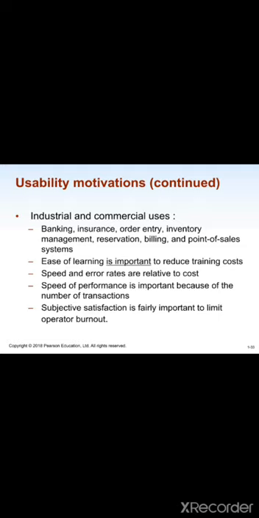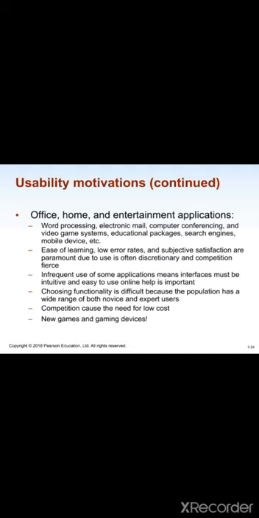Choosing functionality is difficult because the population has a wide range of both novice and expert users. So we should take into consideration both of them. If we design our system to be very basic, this may not entertain or attract the expert users. But if, on the other hand, we design the system to be very complicated, very complex, it might be distracting for novice users, and they will not use it. So we have to hold the stick from the middle. Competition caused the need for low cost. New games and gaming devices should consider having new appealing features as well.